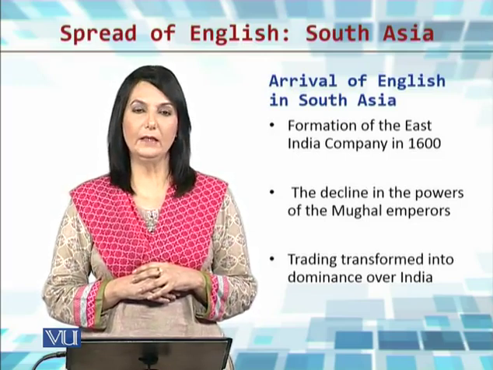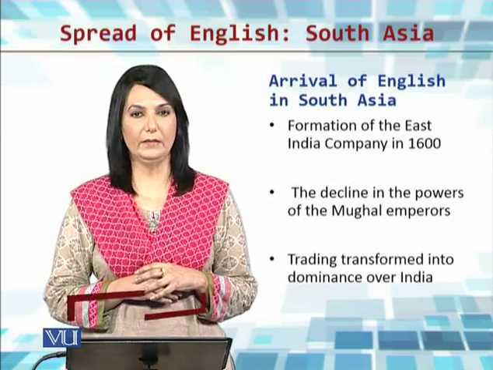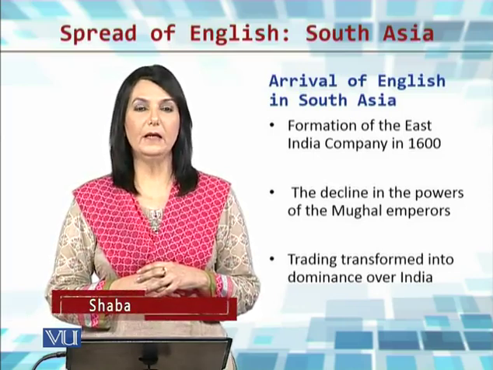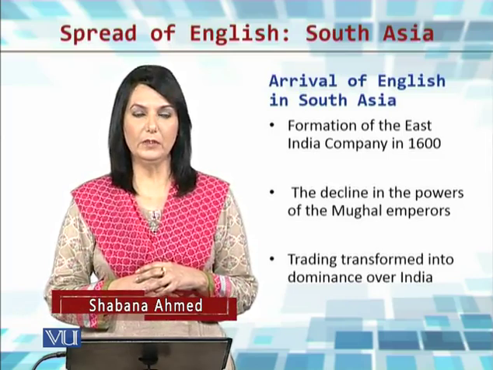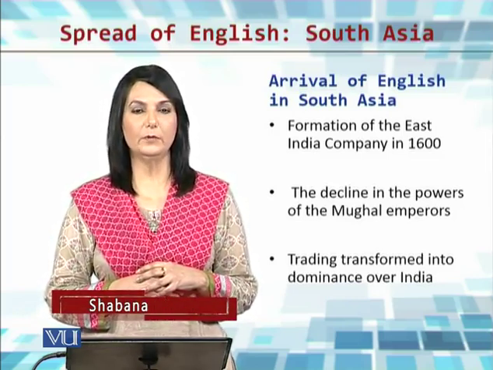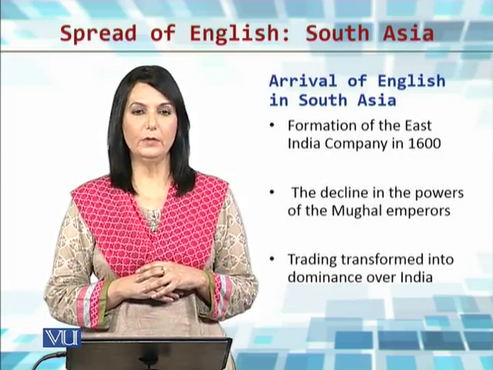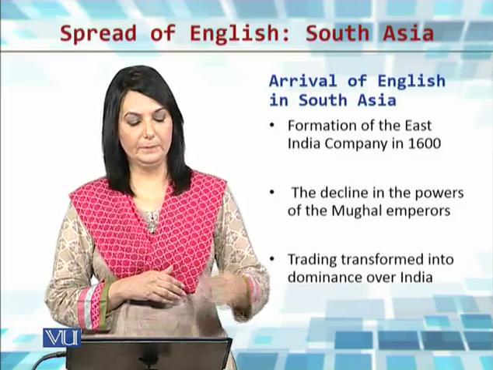Gradually, with the decline in the power of the Mughal emperors, the company grew in strength. Ultimately, after the War of Mutiny in 1857, the company handed over its power to the Crown in England, and trading transformed into dominance over India.